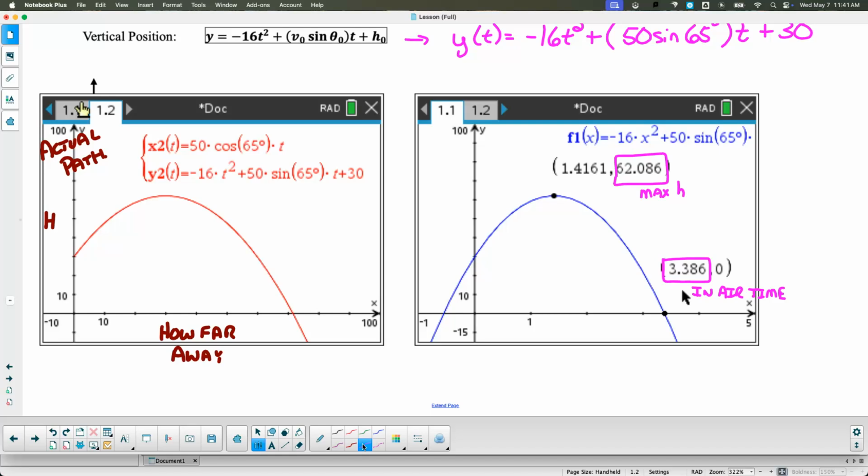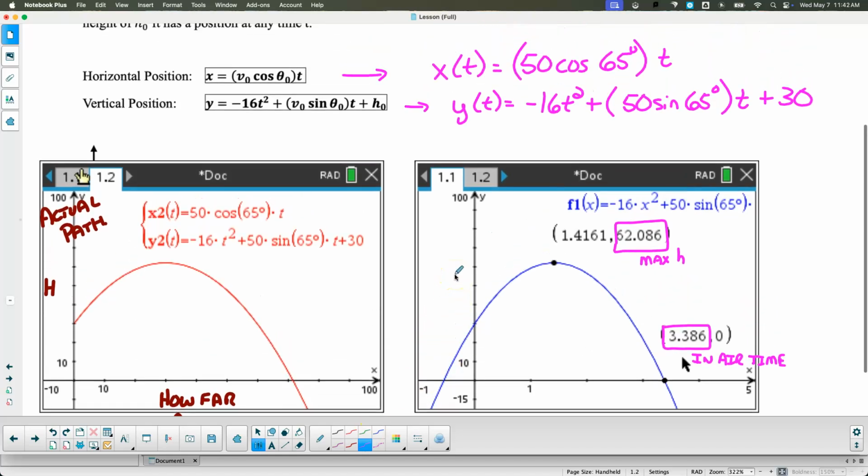Okay? We will also be asking you questions like, how far away did the ball land? How would you figure out how far away that the ball landed from this? What's up? No?